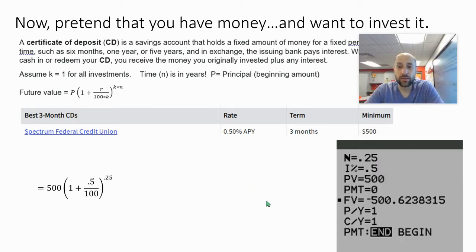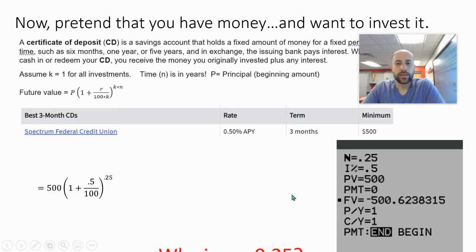We can also use the TVM solver to do the same thing. So again, notice 0.25 is N, because if you take the number of compounds per year, which is 1, times the number of years, which is 3 months, is 1 quarter, or 0.25 of a year, 1 times 0.25 is 0.25. The interest rate is 0.5 on that initial investment of 500, and we get $500.62 in return. Woohoo! So we earned 62 cents of interest back from allowing the bank to use our money.